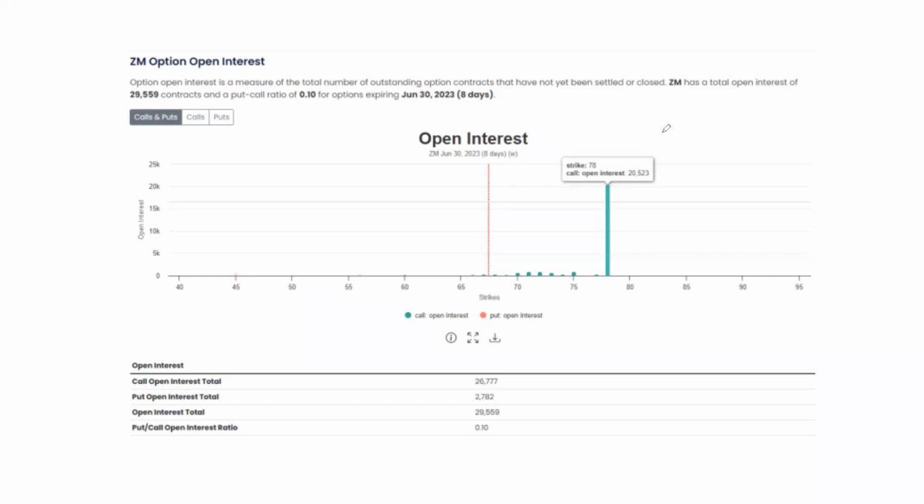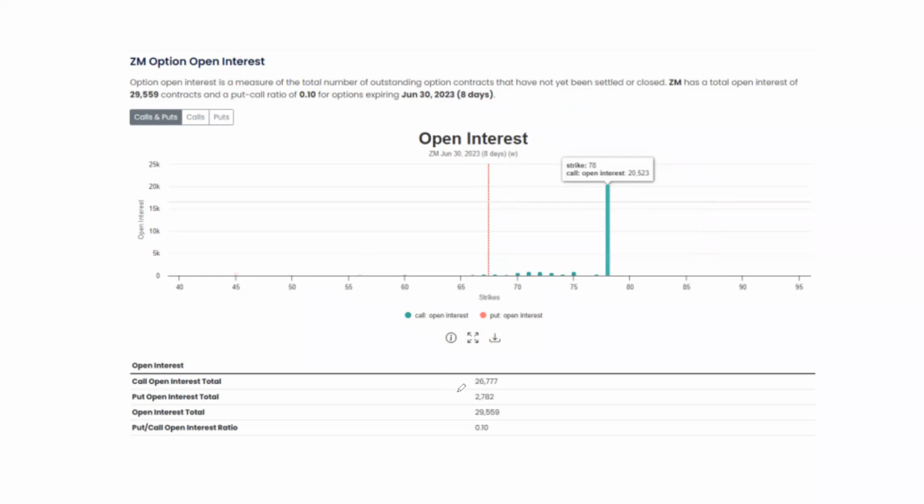And this is something where you'll see some quick spikes in the price of a stock once you're around that strike price. So if we get to $78 before June 30th and we're able to hold above that level, that's going to be really interesting to see. Okay, and there is potential for a gamma squeeze.